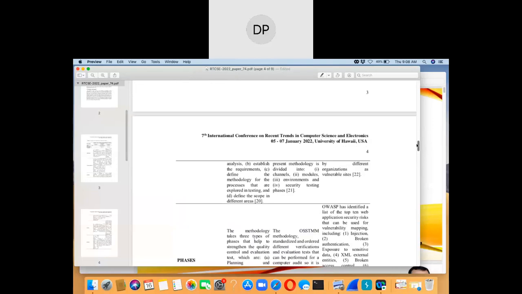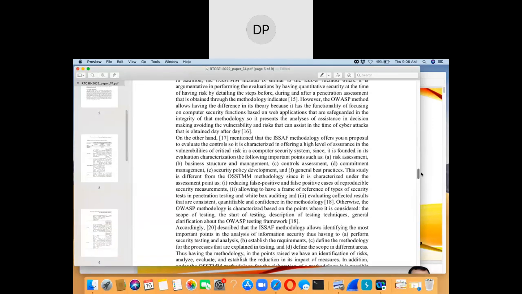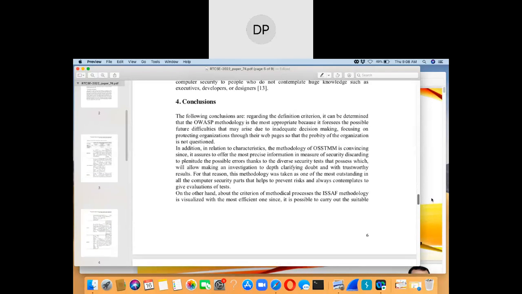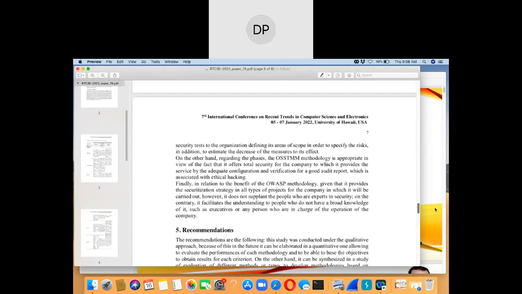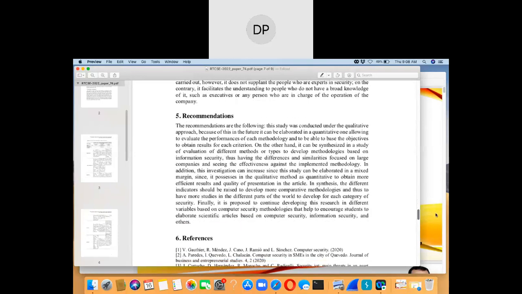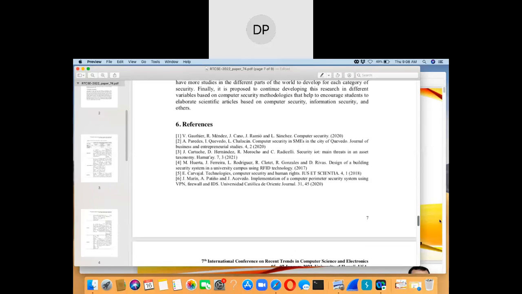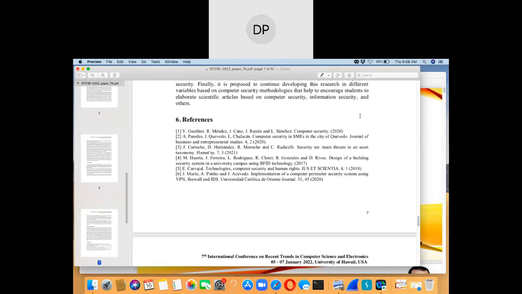So here they are trying to prove which one is best and which one is bad. Then they finally write the conclusions, and they put one section called recommendation, and then the reference section, which lists the papers they mention for their research.